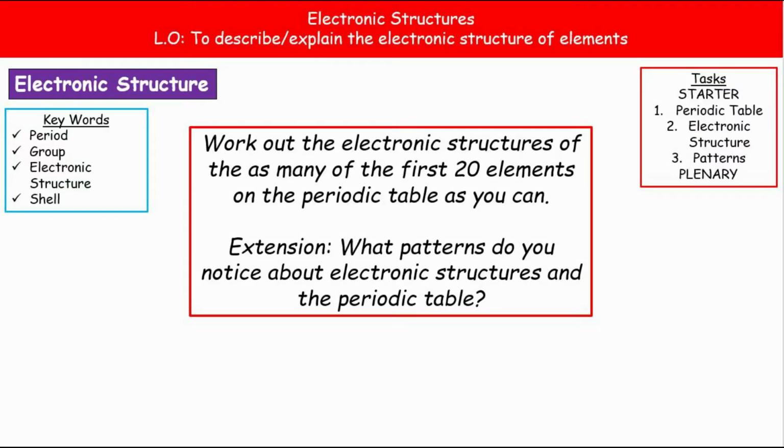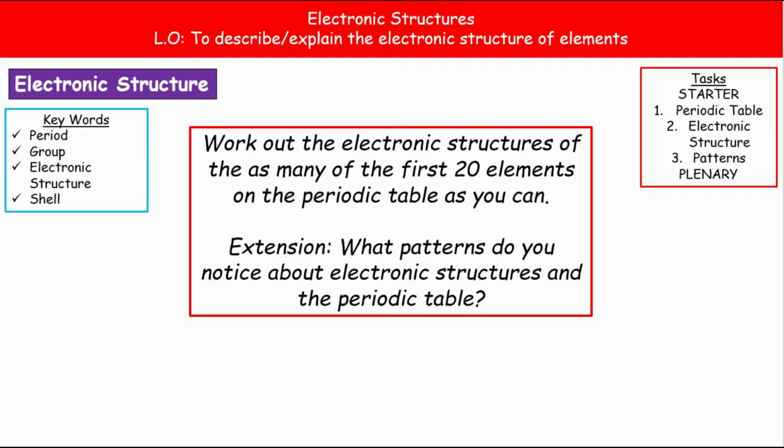Okay, so here's your challenge. We've seen how to do this with lithium. I want you to try and work out the electronic structures of as many of the first 20 elements on the periodic table as you can. So that's atomic numbers 1 to 20. If you've got that, see if you can spot anything about the patterns in those electronic structures.